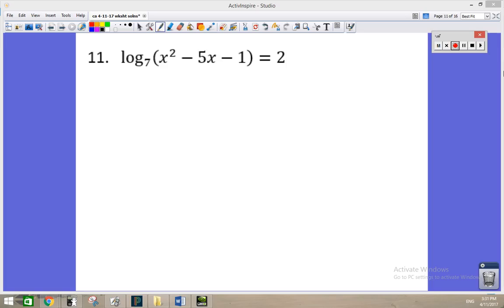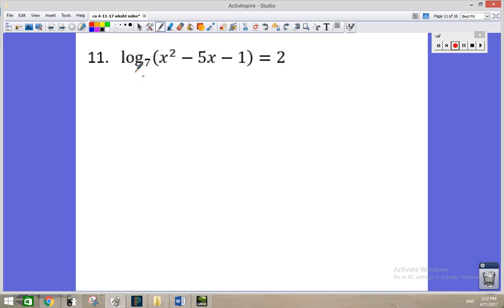Immediately, I should mention that it's possible that we could get extraneous solutions when we have a log equation. The domain of a log function is not all real numbers, so I have to be a little bit afraid. I can't take the log of a negative number and I can't take the log of 0. So once we get the values for x, we're going to have to substitute them in and make sure that this x squared minus 5x minus 1 is a positive real number.